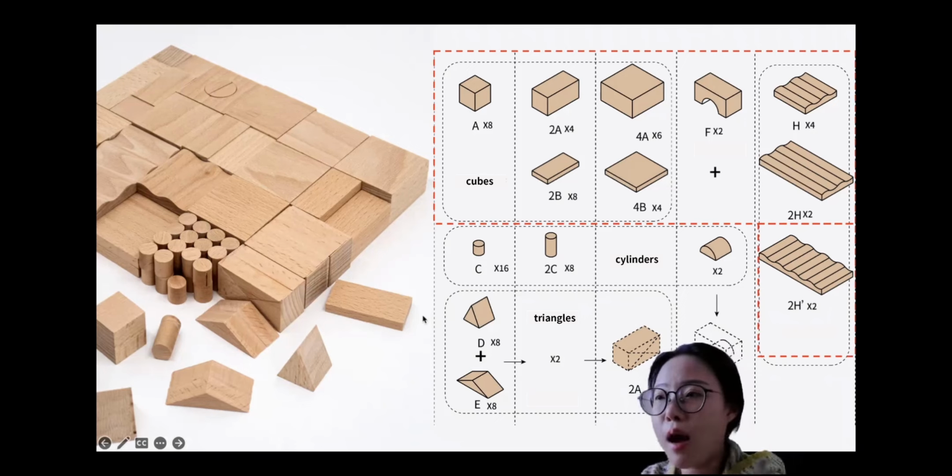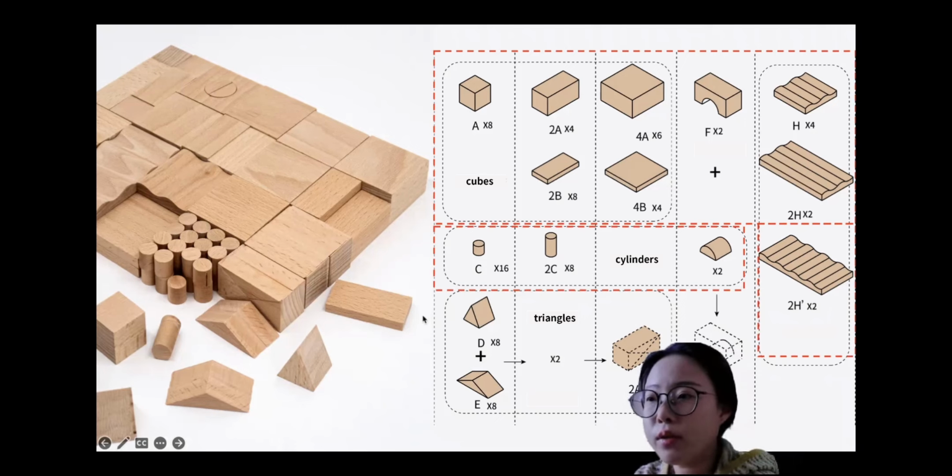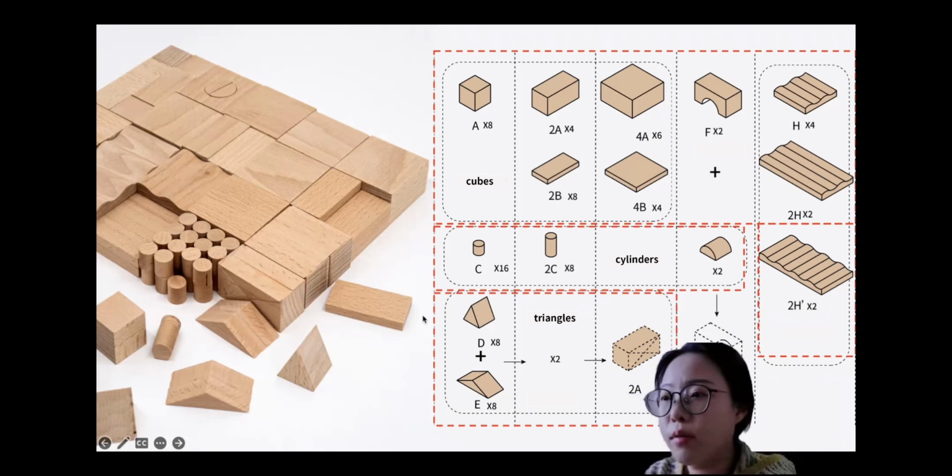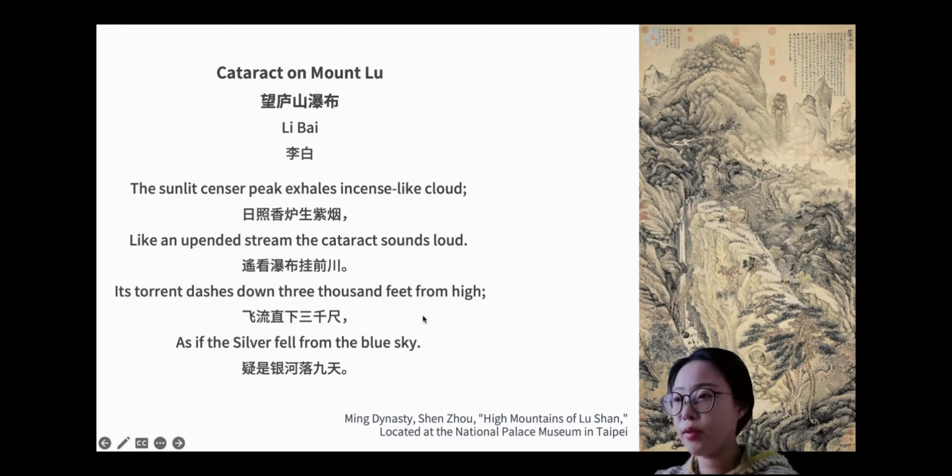These blocks are mainly composed of cubes, cylinders, and triangles with multiple relationships. In the following experiment, children were asked to construct a scene based on the poem Cataract on Mountain Lu, which primarily described the scenery of the waterfall at Mountain Lu.